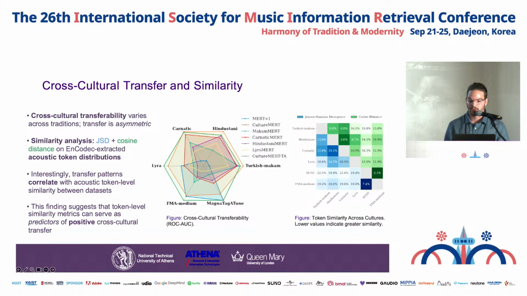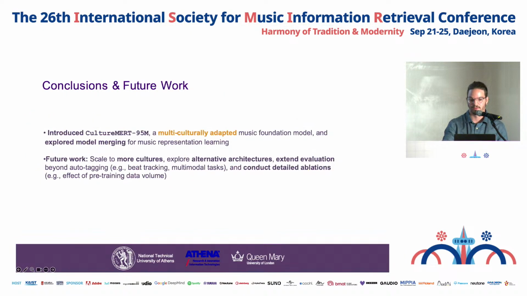We also conduct a similarity analysis on the cultural datasets based on the Jensen-Shannon divergence and cosine distance over their acoustic token distributions extracted from a neural codec model. Interestingly, these transfer patterns correlate with the acoustic token-level similarity, suggesting that such metrics can predict positive cross-cultural transfer.